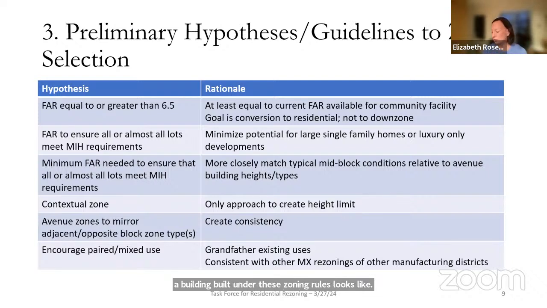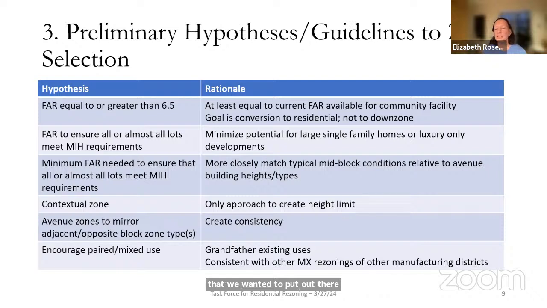And to Elizabeth Suarez, yes, we completely agree that having visuals is incredibly helpful. We did bring some into the discussion last week to give examples of what an R10A building looks like and what an R7 building looks like. But from all of those conversations, we've developed a few hypotheses that we wanted to put out there and get feedback on.